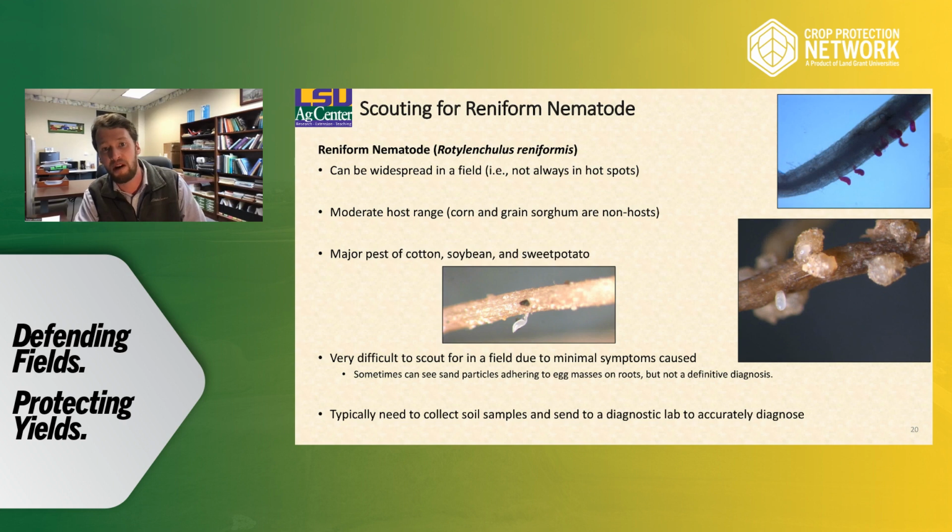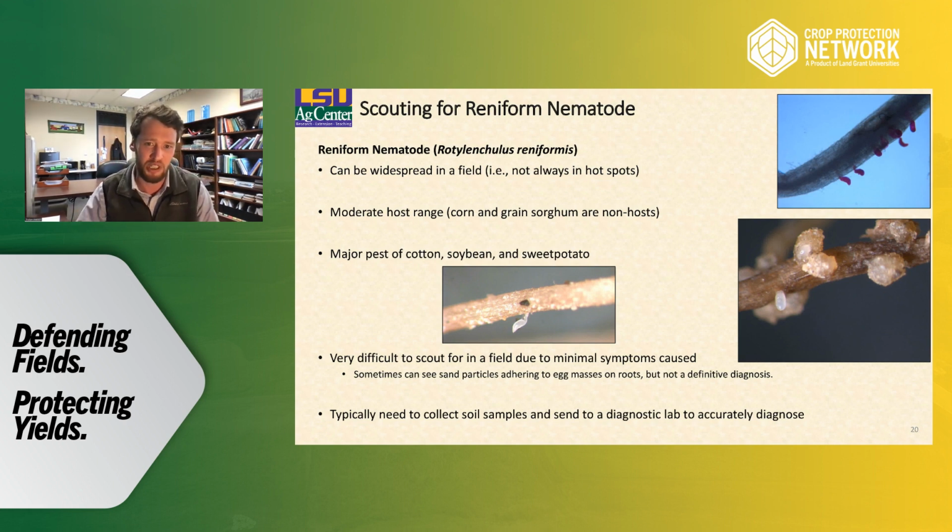This nematode has a moderate host range. So things like corn and grain sorghum are actually non-hosts for this pest, and they're used in rotation to help manage the reniform nematode population densities. But this is a major pest on cotton, soybean, and sweet potato, particularly in the southeastern United States. And as I say, it is very difficult to scout for this particular nematode in a field.